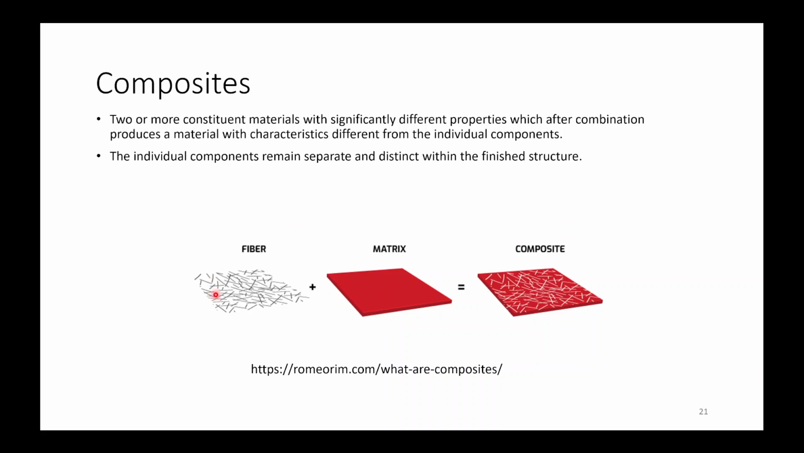Okay, so this is fibers and this is matrix. This matrix can be metal or it can be polymer. By combining these, we'll be getting composites.